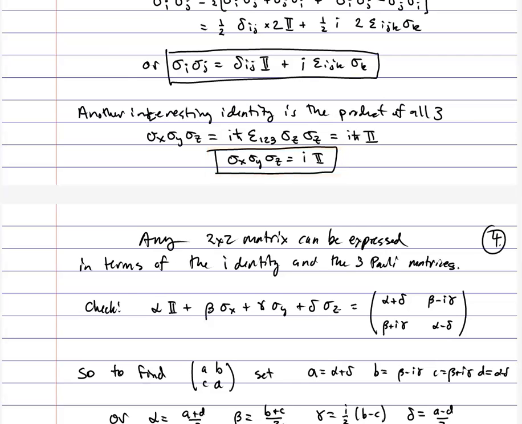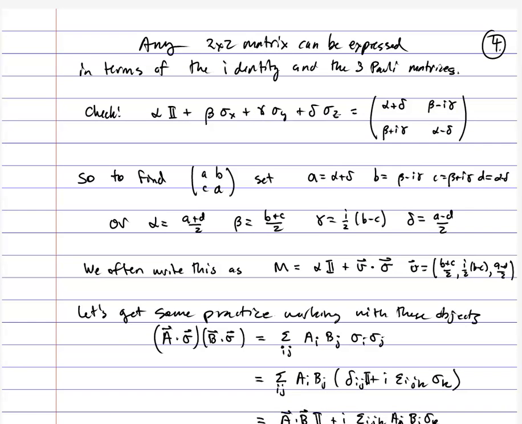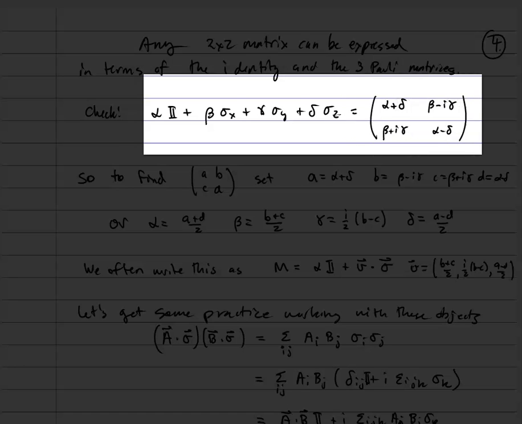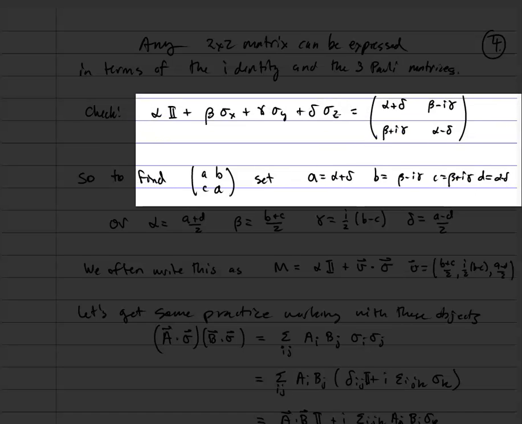Now, any 2x2 matrix can be expressed in terms of the identity and the three Pauli matrices. So let's check that. Let's look at alpha times the identity matrix plus beta times sigma_x plus gamma times sigma_y plus delta times sigma_z. I'm going to get alpha plus delta, beta minus i gamma, beta plus i gamma, and alpha minus delta. To re-express this in terms of any matrix A, B, C, D, we set A equals alpha plus delta, B equals beta minus i gamma, C equals beta plus i gamma, and D equals alpha minus delta.